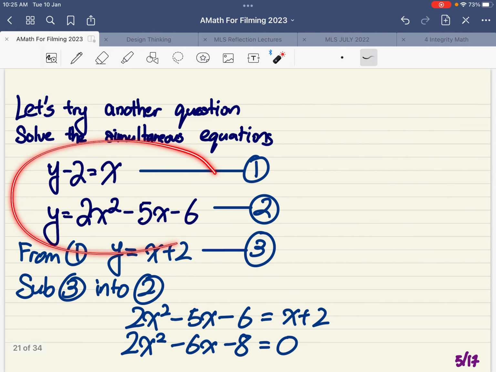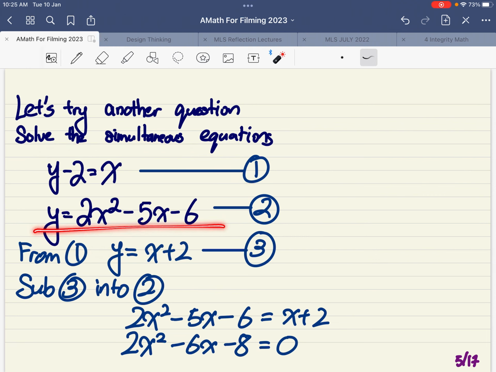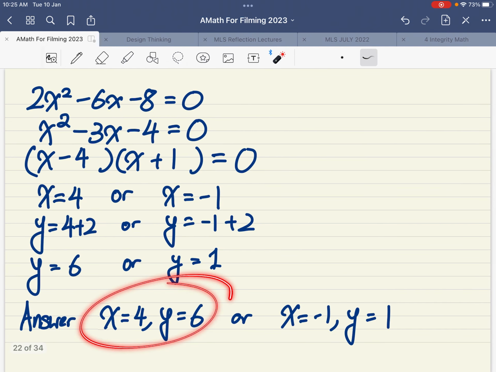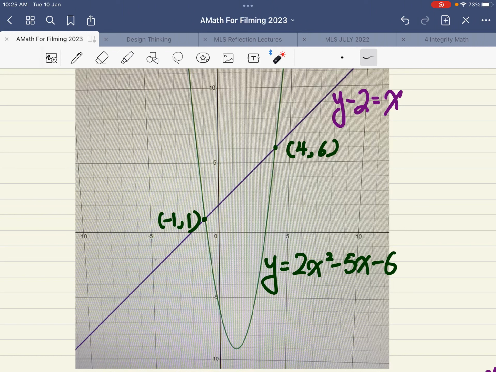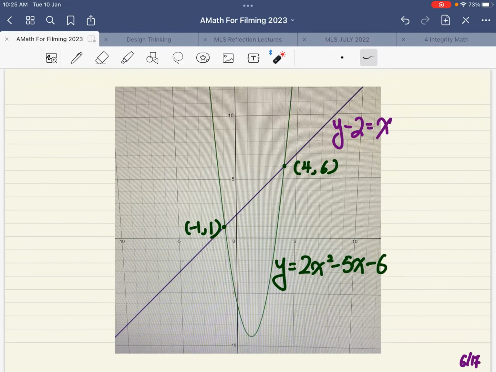How does this fit in with my original two equations? y minus 2 equals x and y equals 2x squared minus 5x minus 6. So notice that 4, 6, negative 1 and 1, if I were to draw my two equations using graphing software, the solutions that we calculated are the exact points where the two graphs or the two equations will actually intersect each other, where we have negative 1 and 1, and we also have 4 and 6 itself. So these two solutions will actually satisfy both of the equations itself.